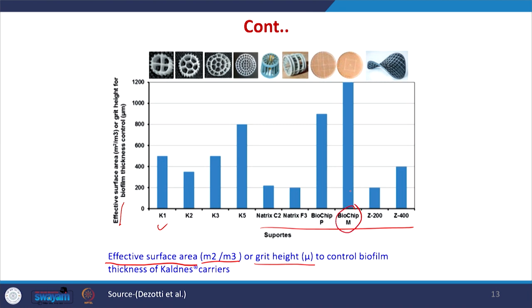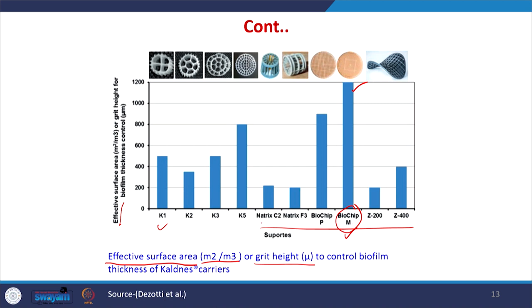We can see the biochip M has a very high surface area, around 1200 meter square per meter cube. So, if suppose we have a certain requirement of surface area, and that surface area is fixed, the total amount of biochip M required will be lesser as compared to if we go for matrix. So, the filling fraction in the case of biochip M will be much lower. Depending upon the requirement, there may be cost differences and other advantages and disadvantages, and those things also have to be taken care of. But the effective surface area, defined as meter square of surface area per meter cube of that particular packing material, is one of the important parameters to be taken care of in the selection of materials for MBBR.